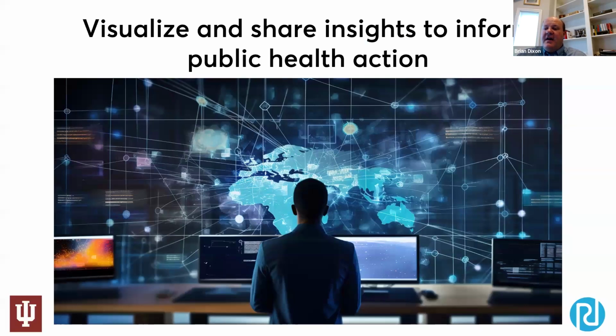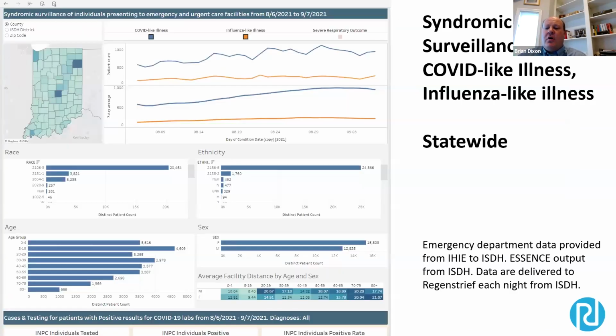All right, so that's a little bit about how we're trying to support both analytics capability and reporting in chronic disease. The next goal of DMI is to visualize and share data insights to inform public health action. Here's where we've been doing a lot of work applying visualization tools on top of our health information exchange platform to support the work that our public health organizations want to do.